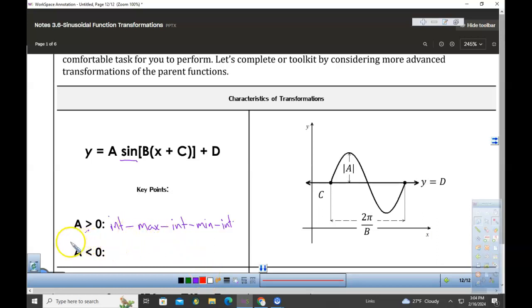Now, if a is less than 0, aka we have a negative a, my min becomes a max. I'm going to go down first, right? Or my max becomes a min, and my min becomes a max. But my zeros aren't going to change, because negative 0 is still a 0.